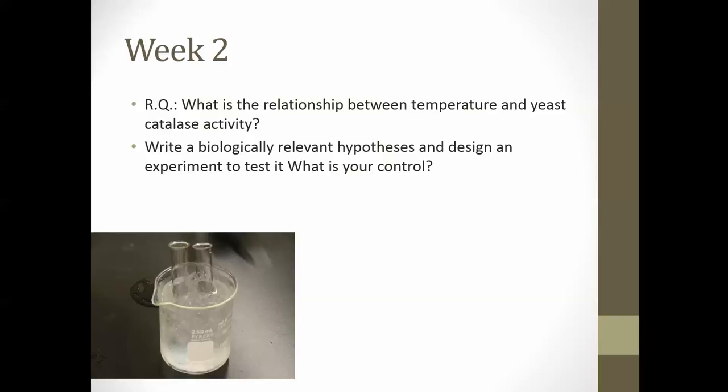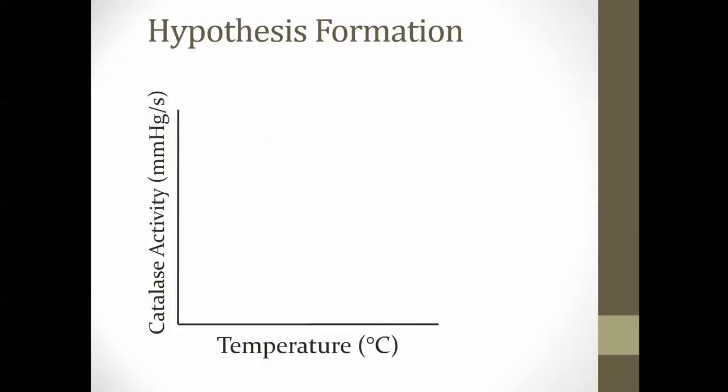So our hypothesis will look something like this. You'll have catalase activity and temperature. And your temperatures can range this week. This might come out a little funny. I'm writing with a mouse, but we have a range of 0 all the way up to the possibility of up to 60 degrees Celsius.